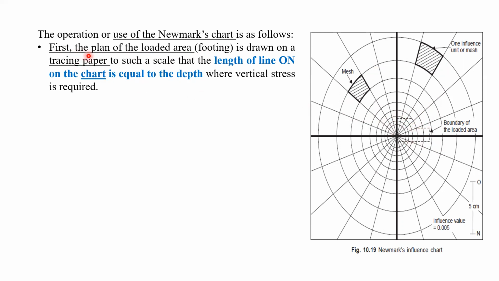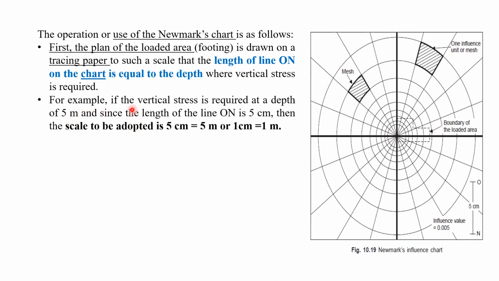The plan of the loaded area is drawn on a tracing paper to such a scale that the length of line ON on the chart is equal to the depth where vertical stress is required. What does it mean? On the Newmark influence chart, ON has been given as 5 centimeter. We have to use this 5 centimeter as well as the depth at which you want to find the vertical stress. Both values are used to prepare one scale, and that scale has to be used to draw the plan of the footing, okay?